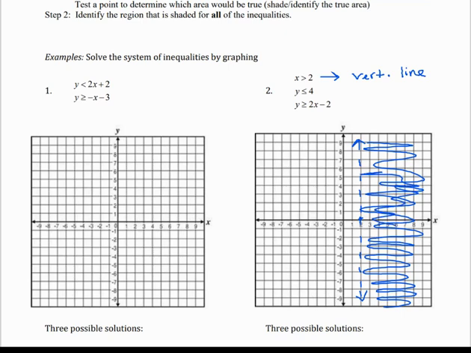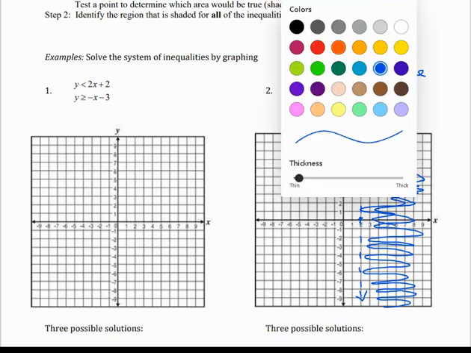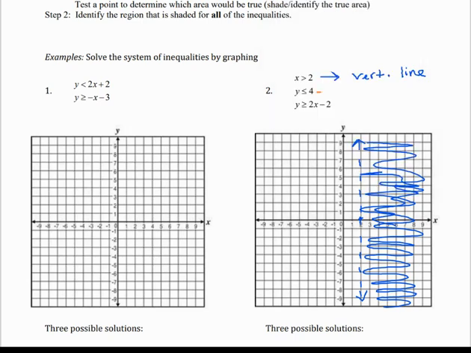Okay? From there, I'm now going to plot the next one. I'll use orange. When I just see a y, that's a horizontal line. So we'll go to 4 at my y, and I'm going to have a solid horizontal line because it's saying less than or equal to. Remember to extend your lines completely. If you just do short little segments, you're going to have a hard time figuring out the overlap.